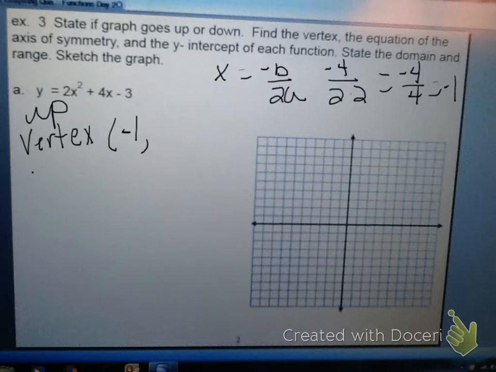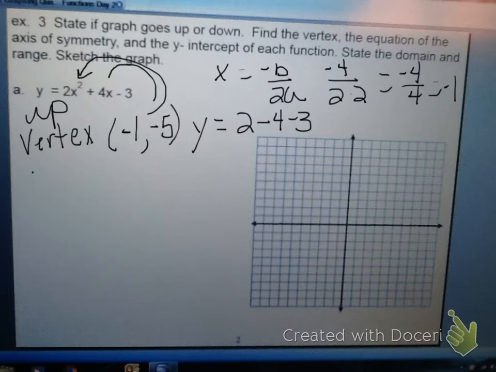We have to find the y value of the vertex. So to find the y value, everywhere we see x, we plug in negative 1. So y equals negative 1 squared, which is a positive 1, times 2 is 2. Then 4 times negative 1 is negative 4, minus 3. 2 minus 4 is negative 2, and minus 3 is negative 5. So your vertex is negative 1, negative 5.